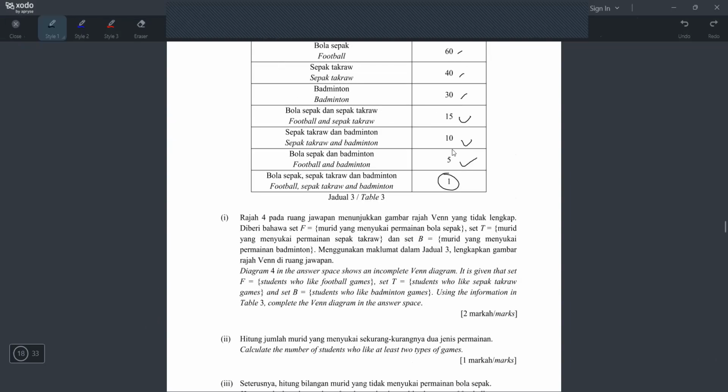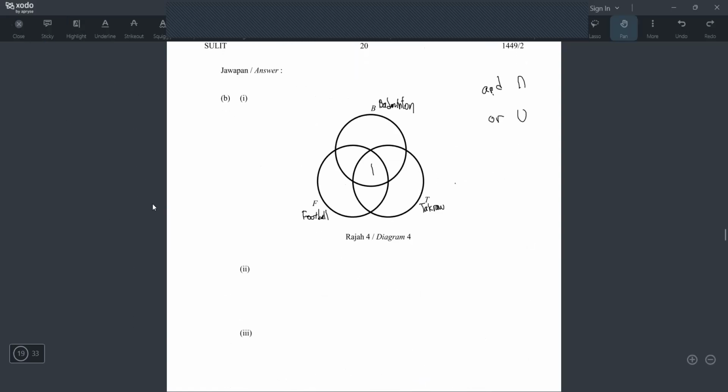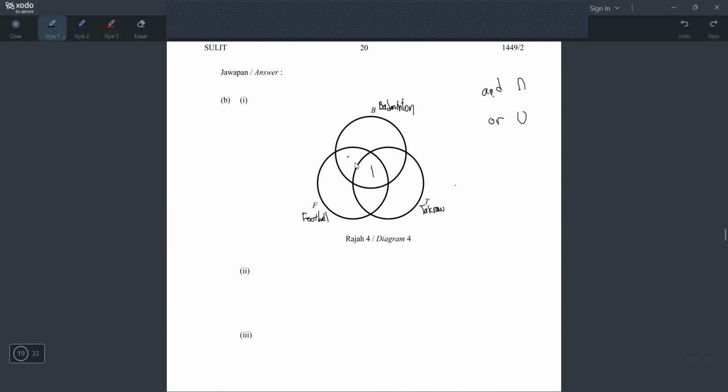Right? So all this just now cannot write first, but now can write already because now I know the middle. So now I can write this already. Football and badminton 5. Don't go and write 5 like this. It's wrong. I have said many times, because it doesn't say only. If it says football and badminton only, then you can write in this area. But if it says football and badminton, it doesn't say only, it means 5 is the total of here and here. But we already know here is 1. So this must be 4 because 5 minus 1. Like that. You get the idea.